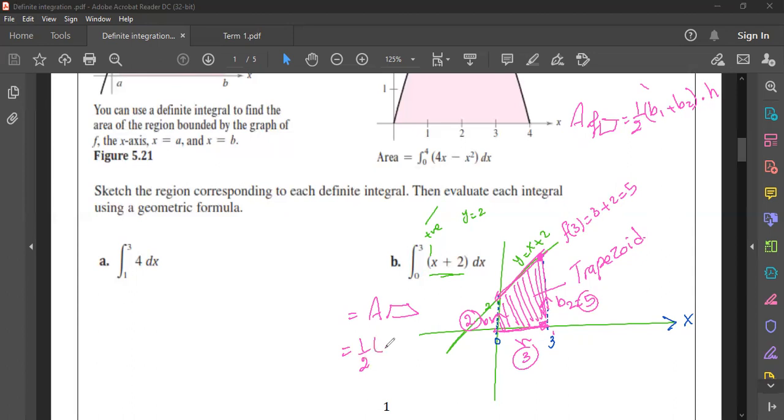So here I just define the area. It will be half, base 1, which is 2, plus base 2, which is 5, multiplied by the height, which is 3. It will be 10.5. Ah, that's right. I hope you understand. I just sketched it, so the curve of the function is not accurate, but it shows roughly how the curve looks.